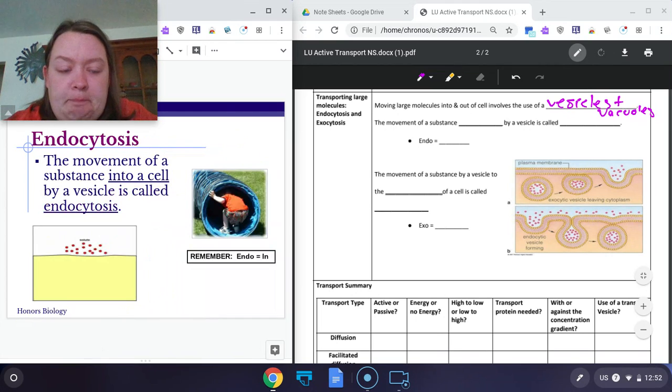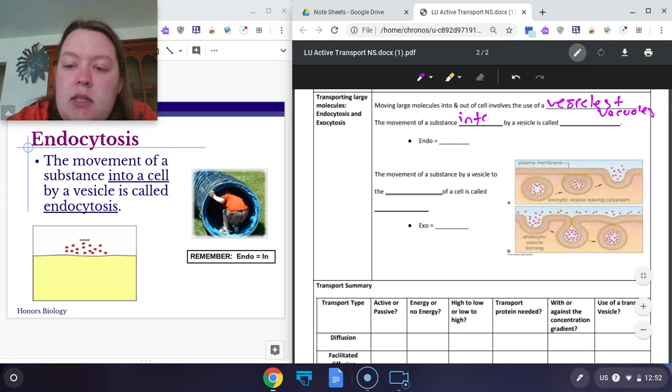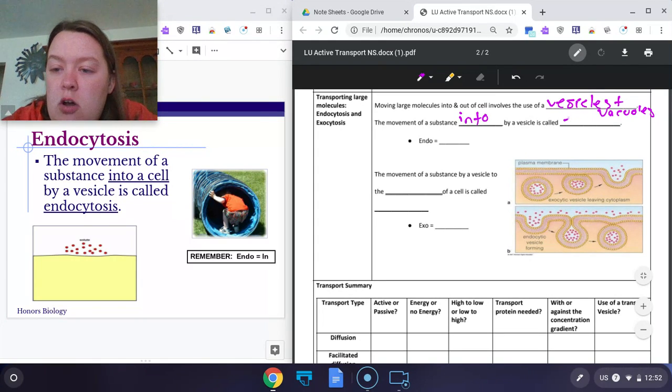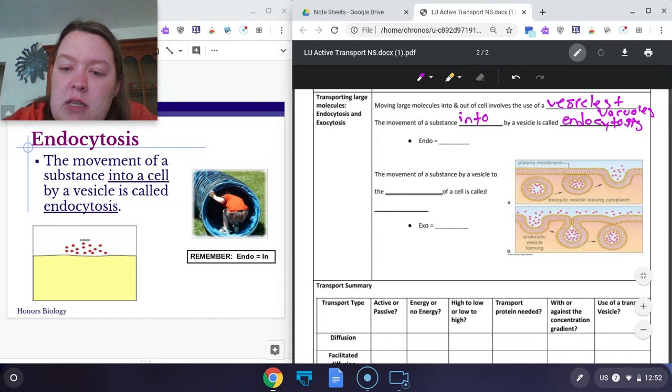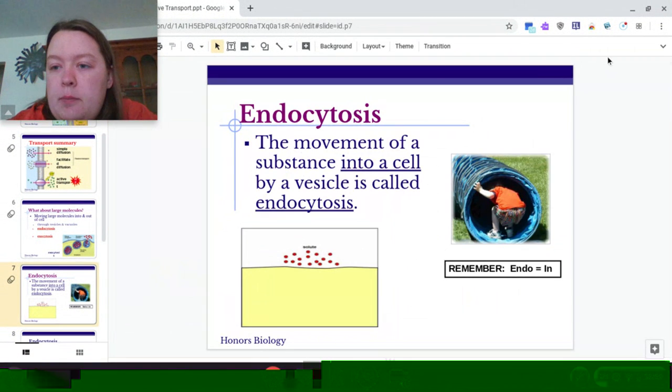So one, the movement of a substance into a cell using a vesicle is called endocytosis. Endo means into. Moving something into the cell is called endocytosis. So the way this is going to work is, I think this will present for you.